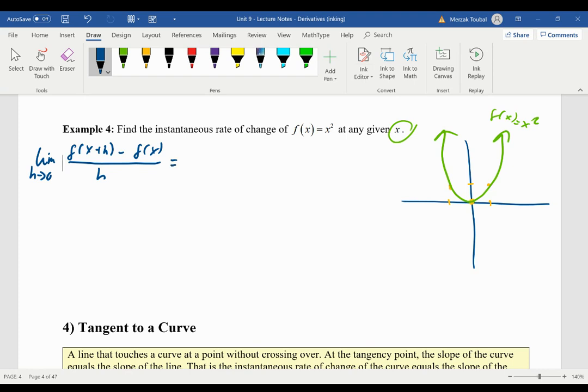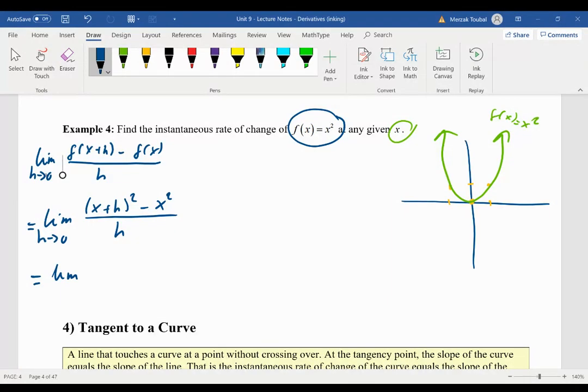Okay. Our f of x is x squared. So what is f of x plus h? f of x plus h is x plus h squared. What is f of x? That's x squared, all over h. Oh, sorry, I forgot the limit. So let me write it down. So the limit as h approaches 0 of x plus h squared minus x squared divided by h. And then let's FOIL and simplify.